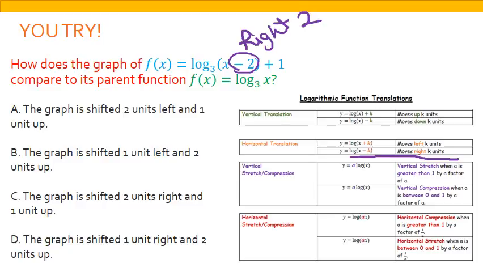Okay, look down here at your table. You can see if you're subtracting a number from the x, it moves right that number of units. And then, if you're adding something at the very end, it moves up 1 unit. So this thing is being shifted right 2 and up 1. So let's see, right 2, up 1. So looks like it's C. Okay, so right 2 and up 1.